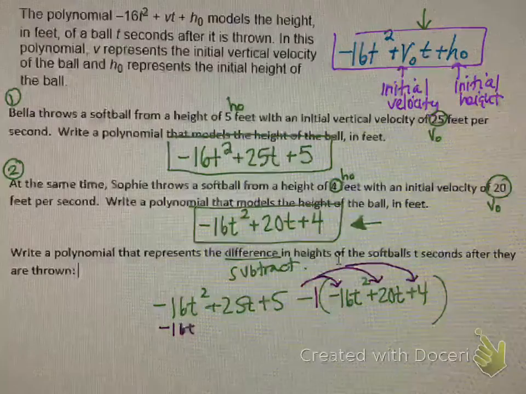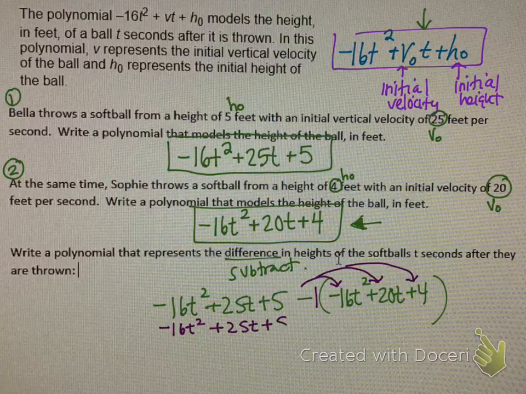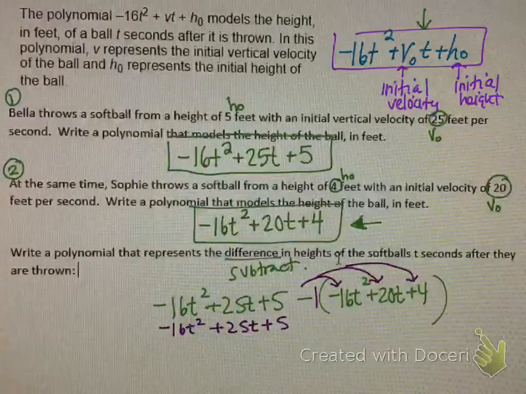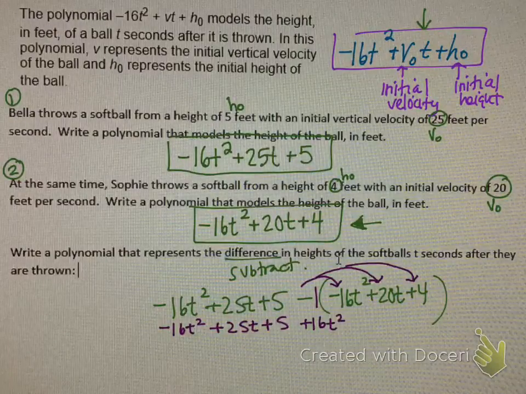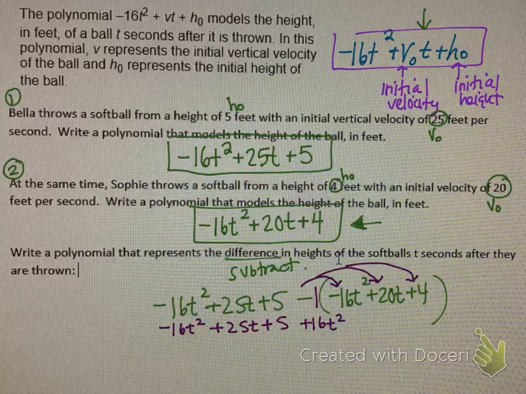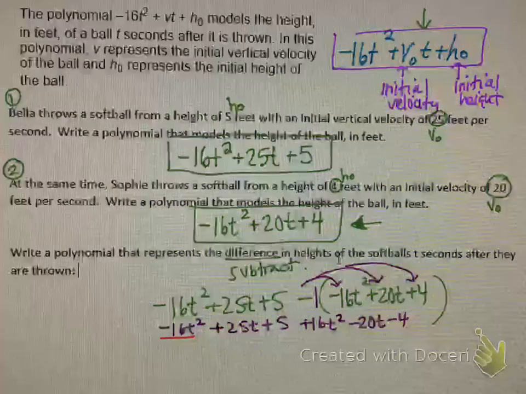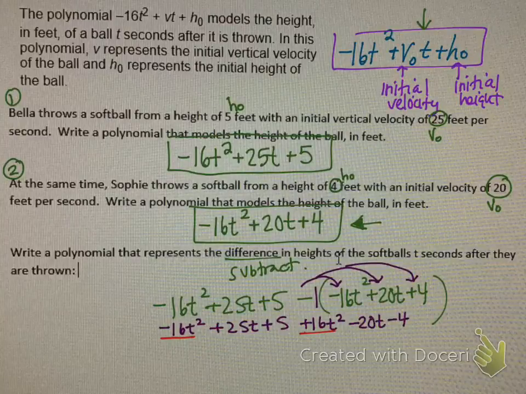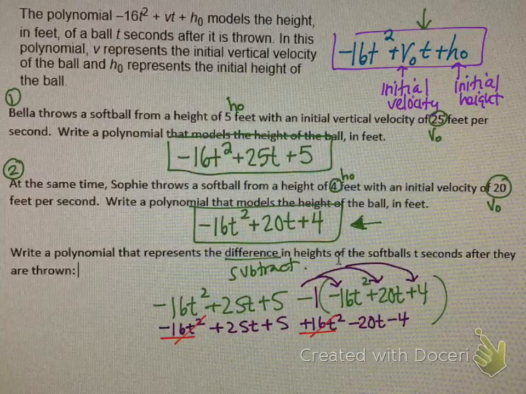So the first equation is still negative 16t squared plus 25t plus 5. And if I distribute a negative to that first term, double negatives make a positive 16t squared. Negative 1 times 20t is negative 20t, and negative 1 times 4 is negative 4. So last, we just have to combine like terms. Negative 16t squared plus 16t squared, that's a 0 pair, so those cancel out.